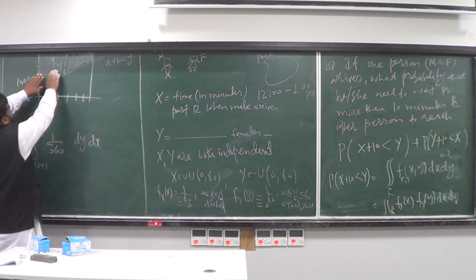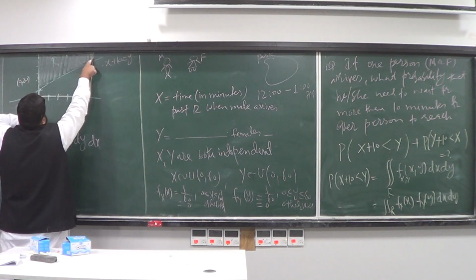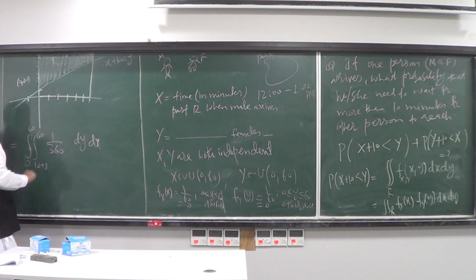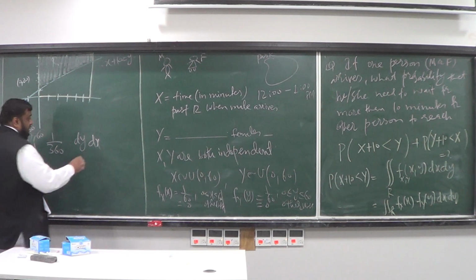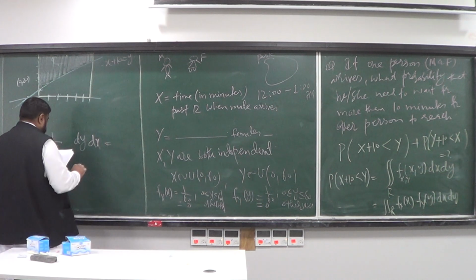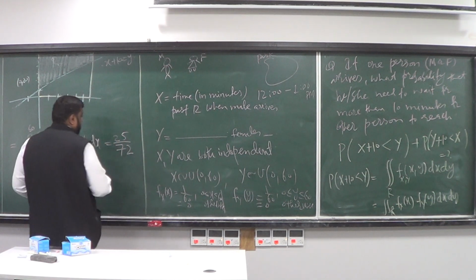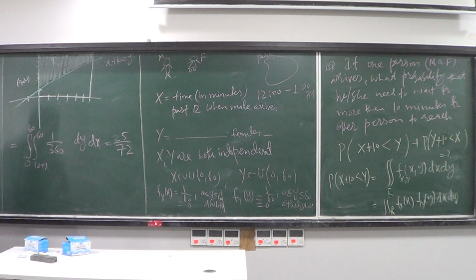While in this entire region, x varies from where to where? It varies from 0 to 60. So this is what is going to be really the integral that you have to solve. And then you can see that when you solve this integral, the result is going to be 25 by 72 actually.